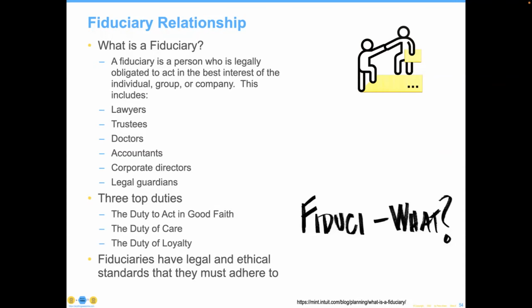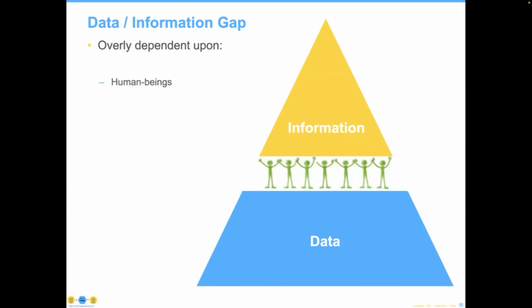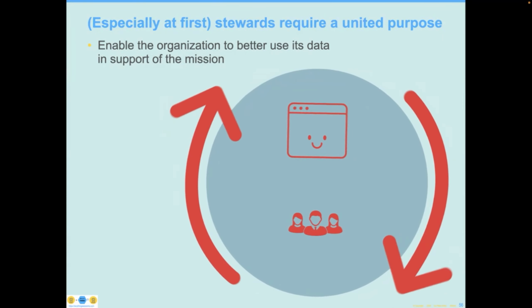So this concept of a fiduciary is well established and people understand that. We have to make people understand that the stewardship concept applies in this exact same format. The reason, unfortunately, we have to do that is because there's always been a big gap between how organizations get from data to information. And most agree that they're very much overly dependent on human beings, on the stuff that's between our ears, the wetware, as we describe it, what their knowledge workers are capable of producing, informal communications, and described as the weakest link. And especially as you're starting out on this journey, make a single, simplified, unified mission for them to follow. Otherwise, it's hard to get your critical momentum going.